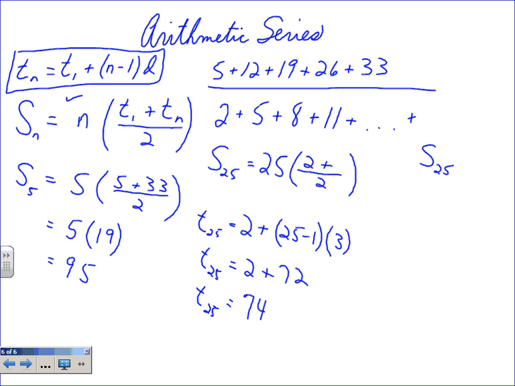Now I have the first term plus the last term divided by 2. That's the average of the two terms. 2 plus 74 is 76. 76 divided by 2 is 38. 25 times 38 is 950. Right? 40 times 25 is 1,000. So 40 times 38 would be 950. Okay? And that's the sum of the first 25 terms. So we don't always know how many terms there are. Okay?